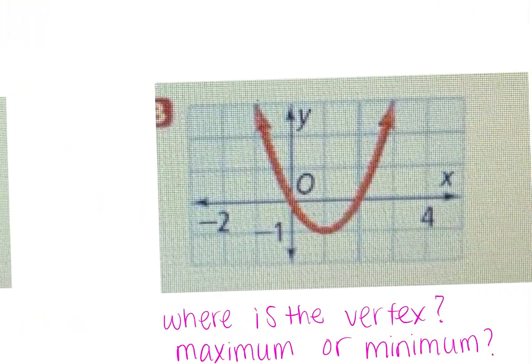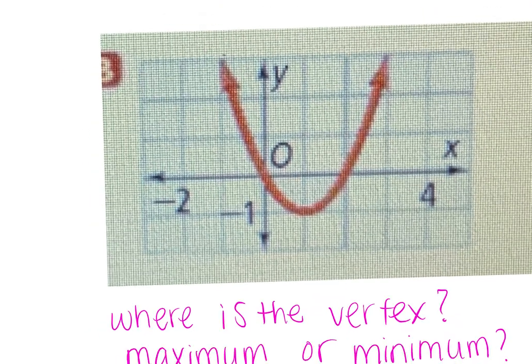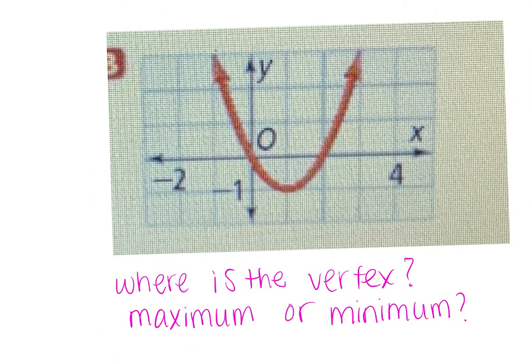Take a look at this one. First, let's find out where the vertex is, and then let's determine whether it's a maximum or a minimum. Where's the vertex here, Alan? 1, -1. Why is it 1, -1 and not -1, comma 1? Yes, your x value or your x coordinate always comes first. So this is our vertex at 1, comma -1.